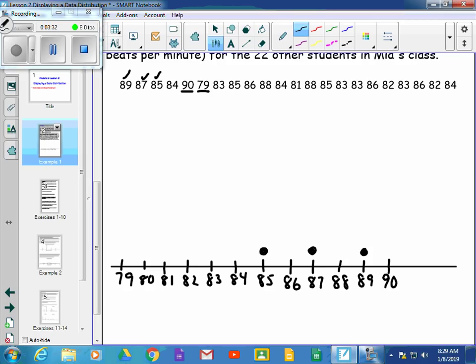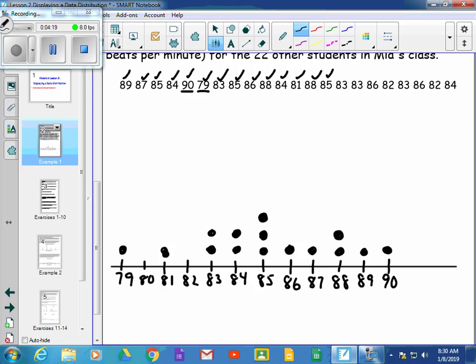85, 84, 90, 79, 83, 85. That's the first one that we have to stack. 86, 88, 84, 81.